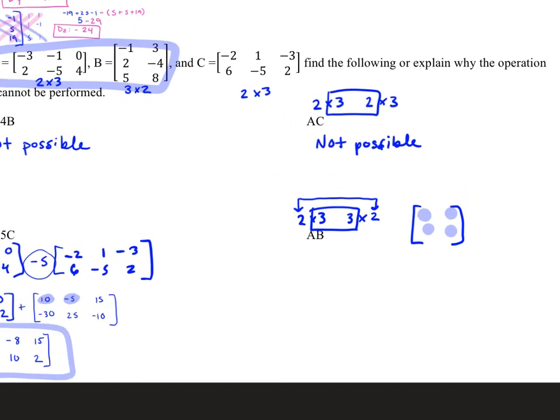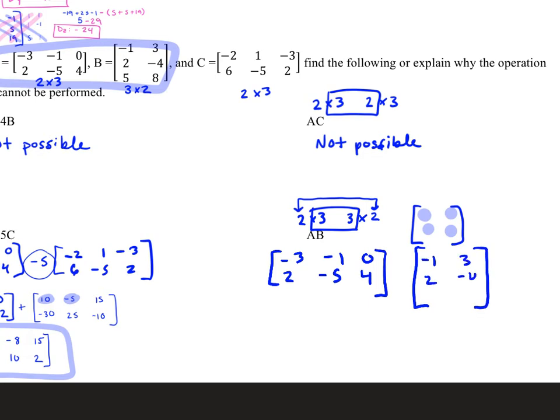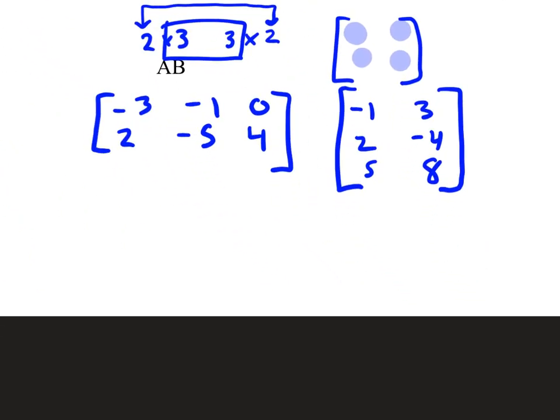So I'm just going to rewrite the matrix here. We have A, which is -3, -1, 0, 2, -5, 4, and B is -1, 3, 2, -4, 5, 8. All right, how do we multiply matrices together?